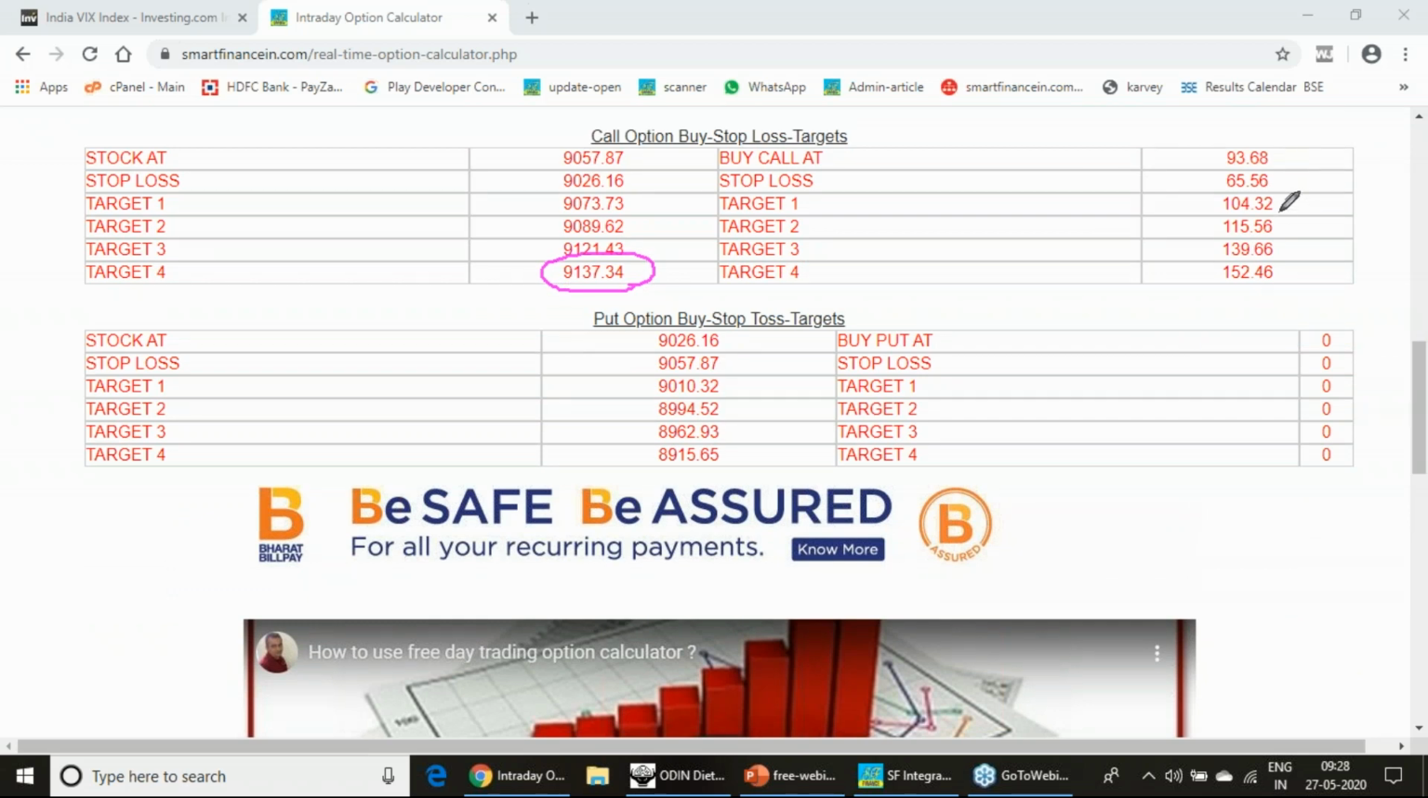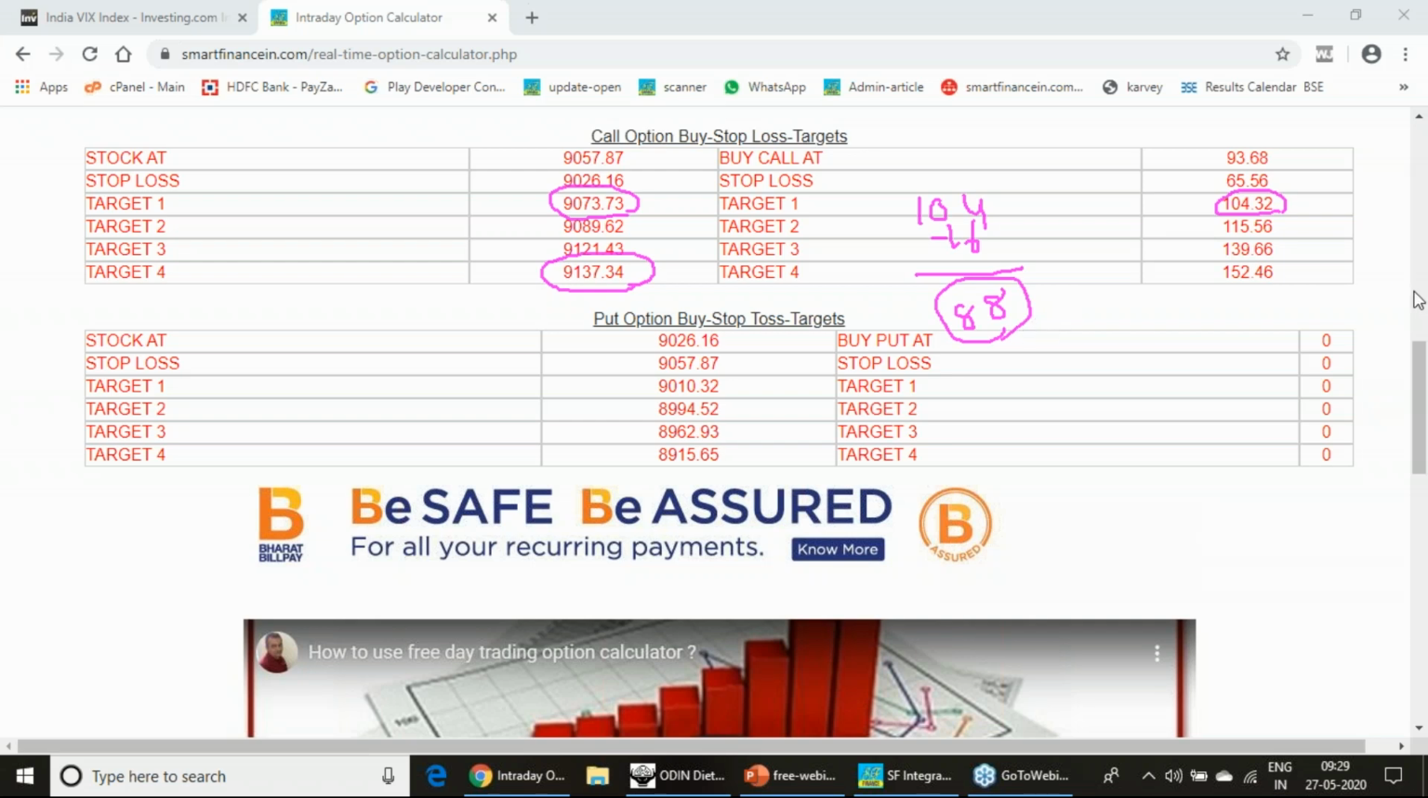That means if you are expecting 104 rupees as your target, and by day end Nifty goes to 9074, very carefully listen to this, it's very, very important. At the day end, if Nifty goes to 9074, your premium will not be at 104, rather 104 minus 16 rupees. So you may get it as 88 rupees only. You will not get 104 if theta decay happens.